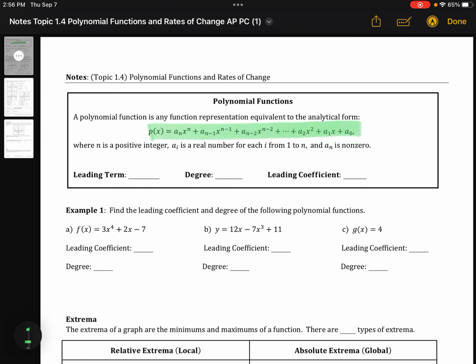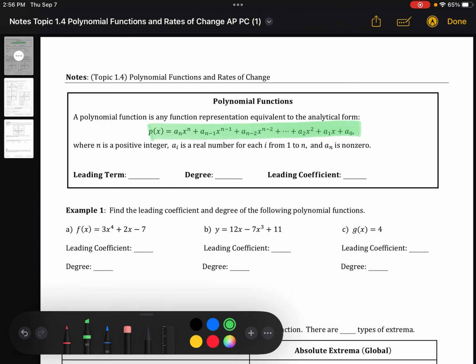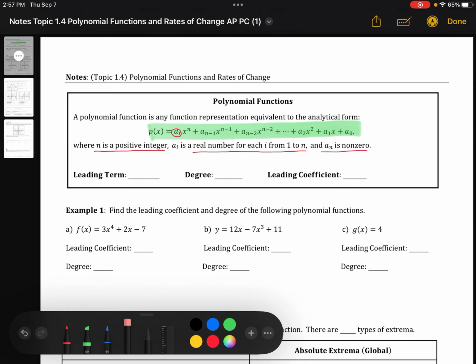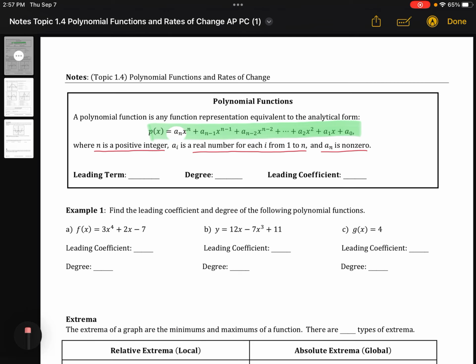There are a lot of variables and subscripts and superscripts. But basically, we need n to be a positive integer so that the exponent is a positive integer, and a real number for each coefficient. And a sub n is non-zero, meaning the number in front can't be zero. In this particular case, the leading term refers to this right there, which gives us a sub n.